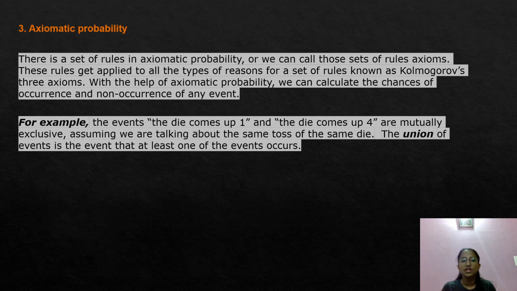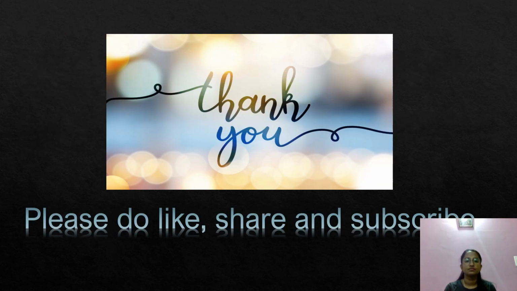Let us go through the example so that you can get a clear understanding of axiomatic probability. The events, the die comes up 1 and the die comes up 4, are mutually exclusive, assuming we are talking about the same toss of the same die. The union of events is the event that at least one of the events occurs.